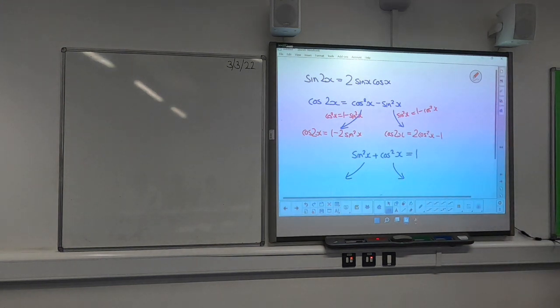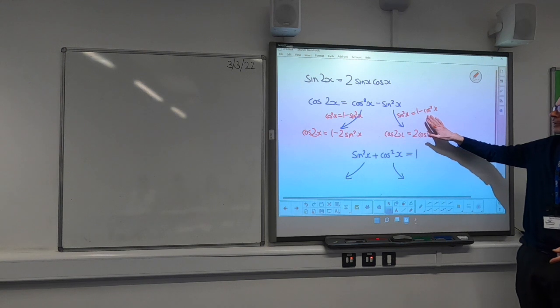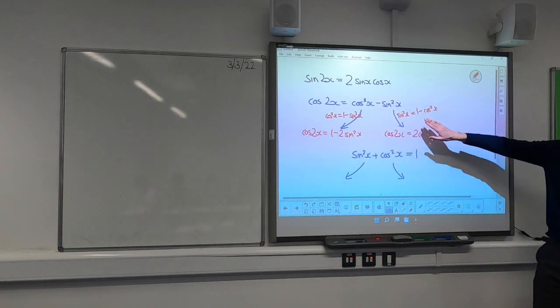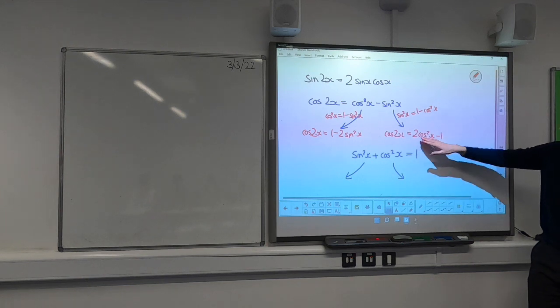So if I replace cos squared with 1 minus sine squared, I get 1 minus sine squared minus another sine squared, so that's 1 minus 2 sine squared. And if you remember these, then kudos to you. And this one is a bit trickier because I'm going to replace sine squared with 1 minus cos squared, but it's minus that, so you get minus 1 and minus minus cos squared, so that's 2 cos squared, so that gives you that.